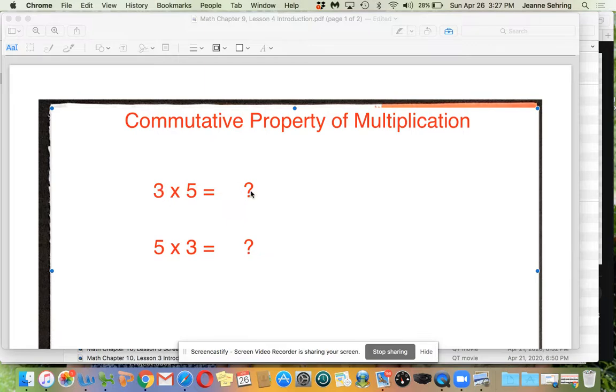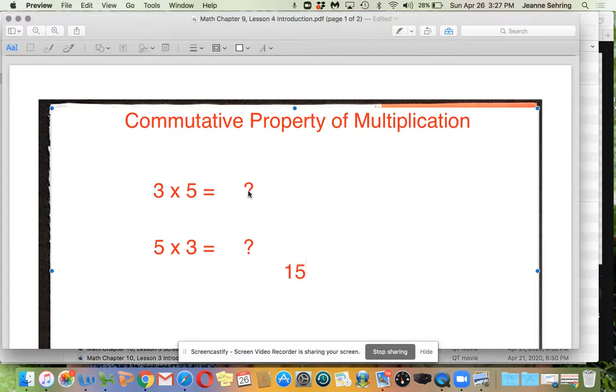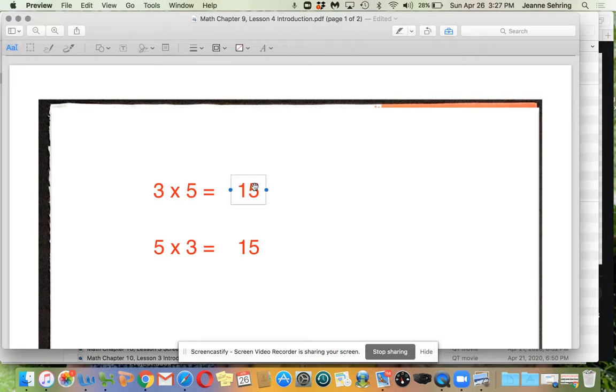So 3 times 5 is 15, and 5 times 3 is still 15. It doesn't matter what order the factors are in. Okay? So now, if we get rid of all this real quick, I'm going to tell you about a new property of multiplication.